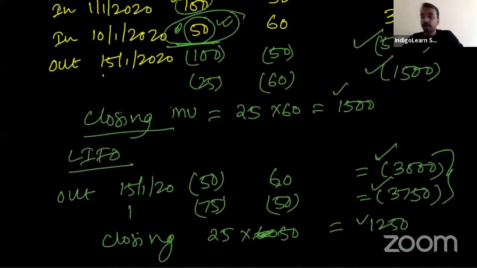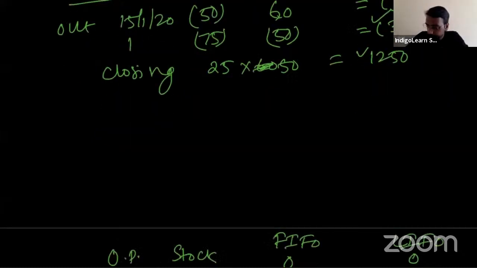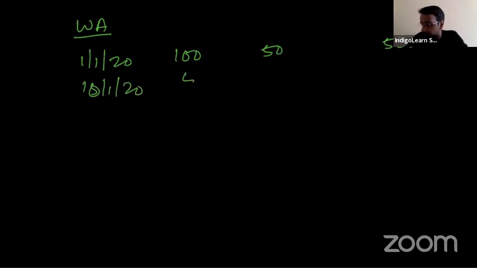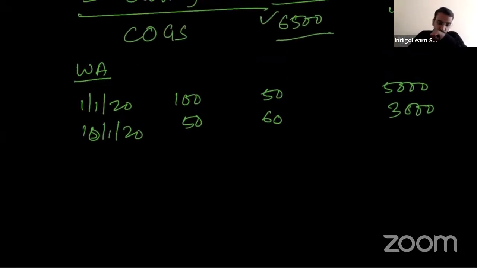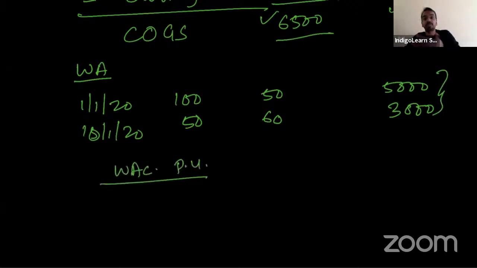Now, when it comes to weighted average, using the same example, 1st of January of 20, let us say 100 units at 50, which is 5,000. Then on 10th of January of 20, let us say 50 units at 60, which has made it 3,000. Now, under weighted average method, you will find out what is the weighted average cost per unit based on whatever has been received so far. So how will we compute the weighted average?